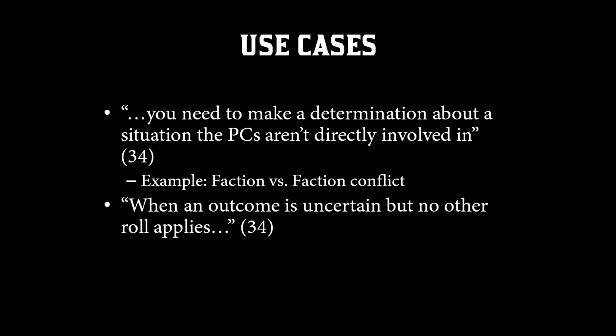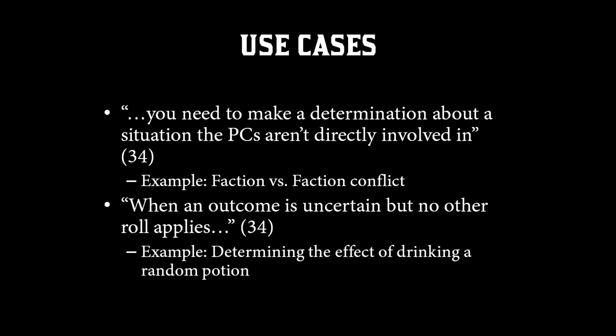When an outcome is uncertain, but no other roll applies. So what does that mean? Well, for example, determining the effect of drinking a random potion. In some games, this would be determined by a table, right? You drink the mysterious potion, roll 1d20, and see what the effect is from this table on page 162. That's something you might see in a lot of older role-playing games.